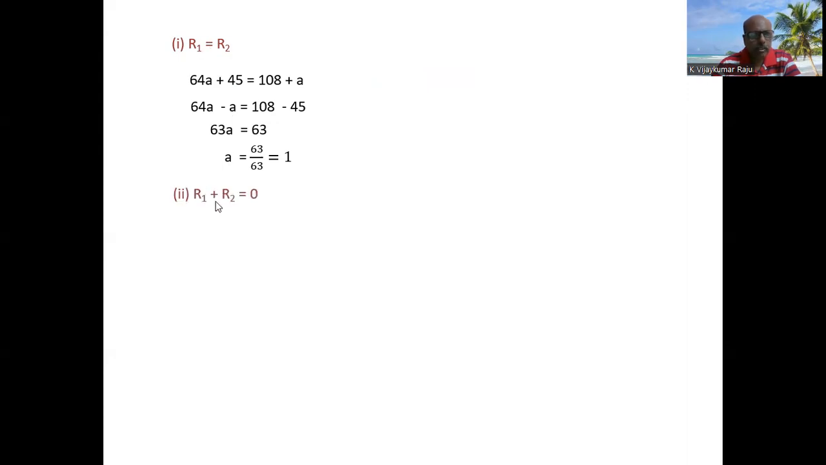Second case, R1 plus R2 is 0. This is R1 and this is R2. The total should be 0. So 64a plus a is 65a, and 45 plus 108 is 153. Take 153 to this side: a is minus 153 upon 65. This is the value of a if R1 plus R2 is 0.